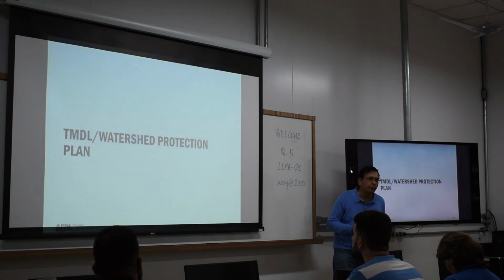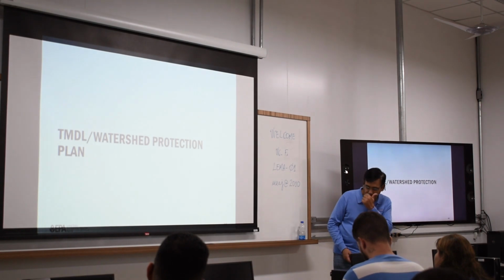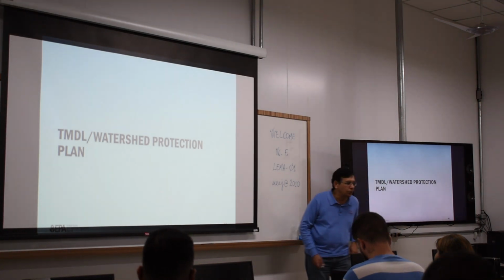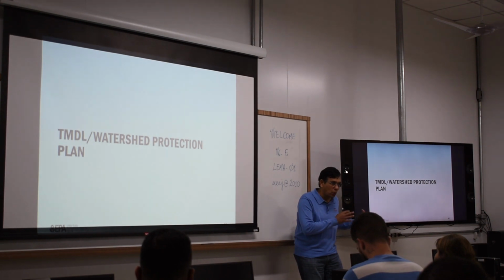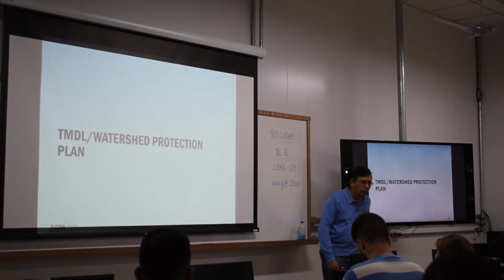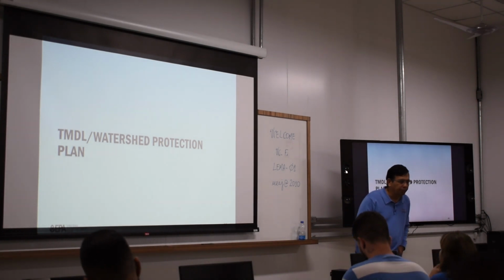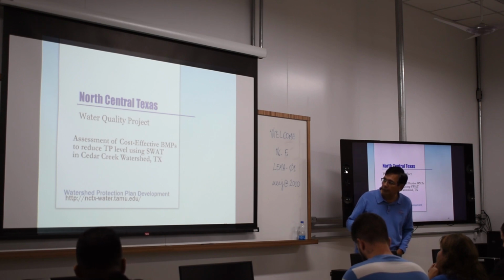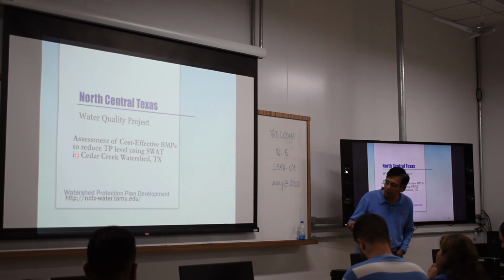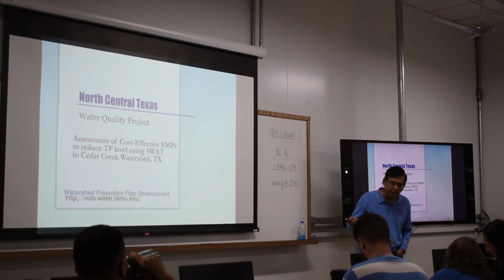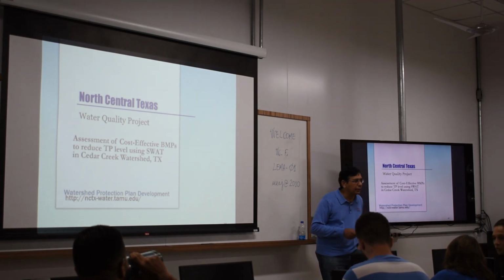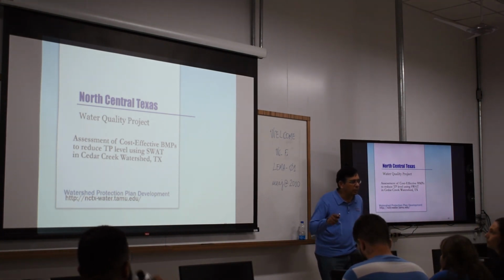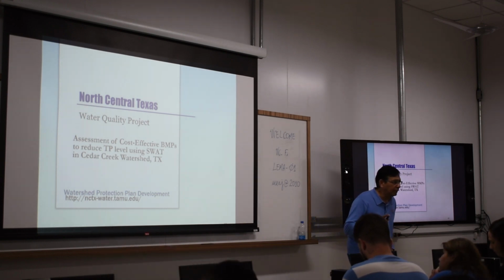Any questions so far? The next set of slides is to talk about water quality. I talked a lot about water quantity, and now I want to talk about water quality. This is a watershed in Texas called Cedar Creek watershed, and it supplies water to the Dallas area in Texas for about 4 million people every day. This is the main water supply reservoir.